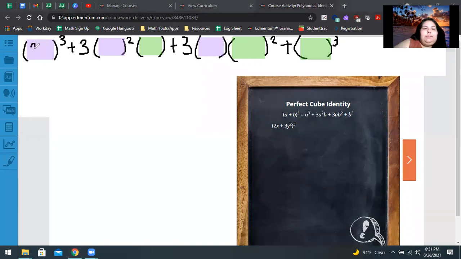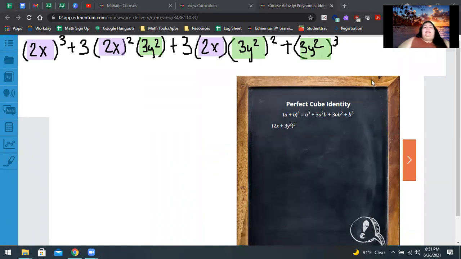So that is going to be my 2x, 2x, 2x. And then our B is in green. That's my 3y squared. So I have my 3y squared, 3y squared, and my 3y squared.